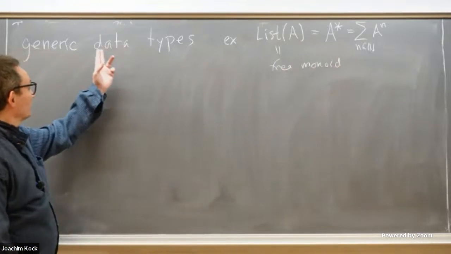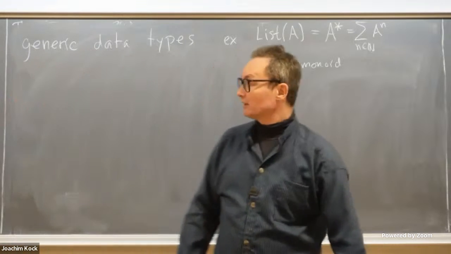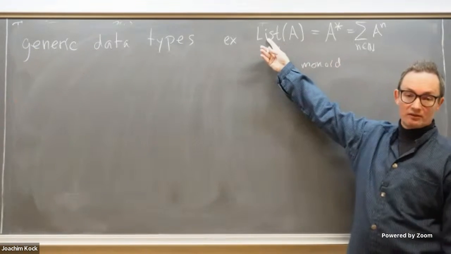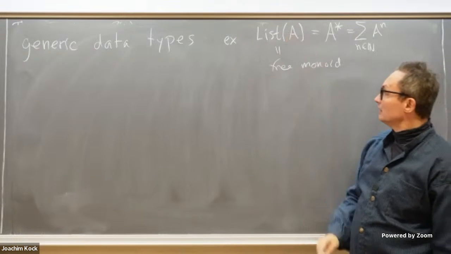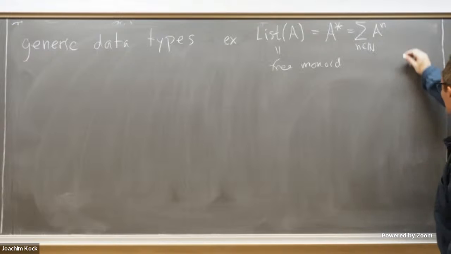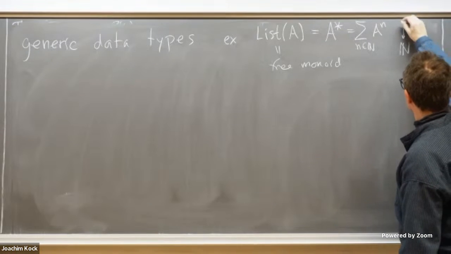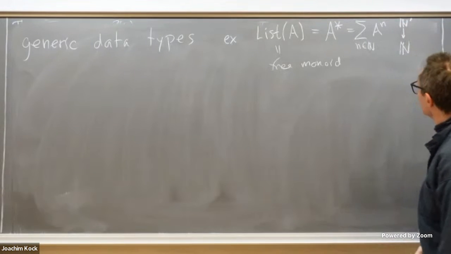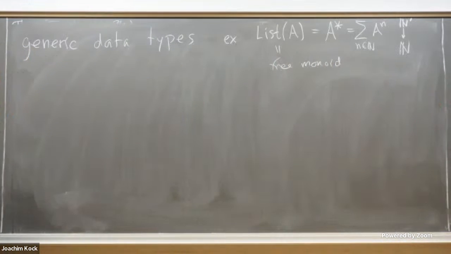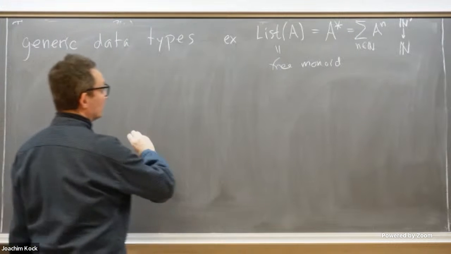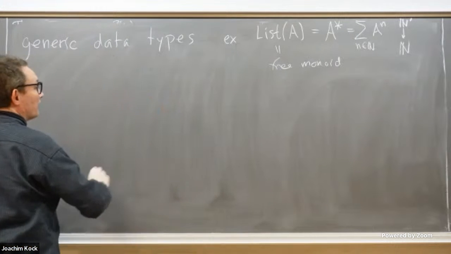So this is an example of a generic data type, because you can do a lot of manipulation with lists without knowing what they are lists of. So we already saw that this is represented by this, and therefore is a polynomial functor. Now the point is that there are really many other examples.